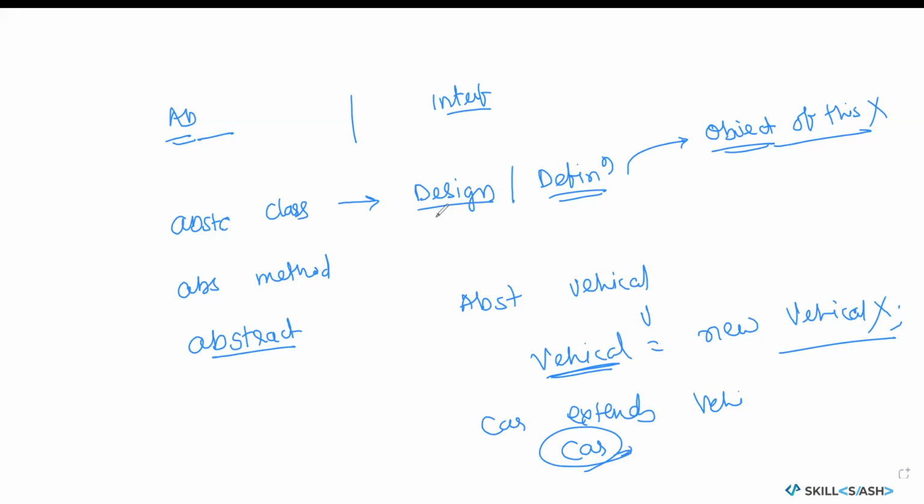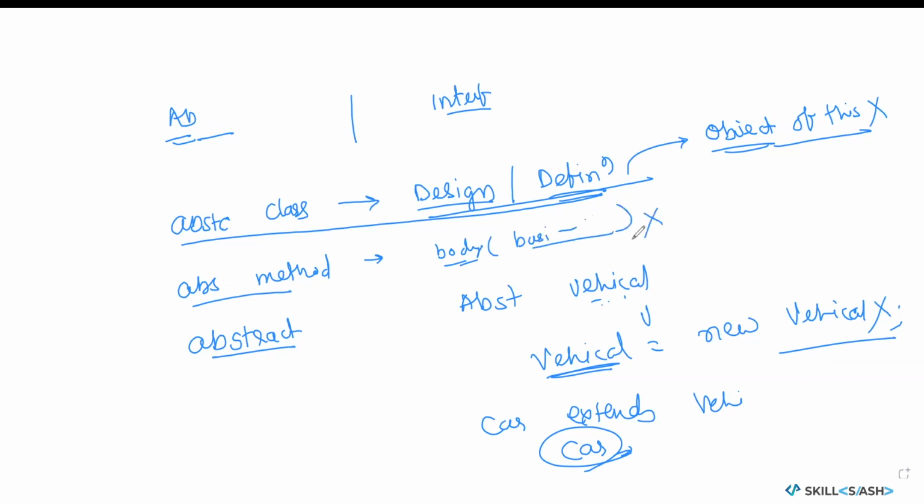Why are we creating such a design? Generally, abstract classes are for design or definition purpose, something like what this Vehicle class should have, and which kind of methods the Vehicle class will have, correct? Abstract methods will not have a body. When I say body, that means it will not have any business logic. In that, you will not write any code. I'm just giving you a simple understanding.